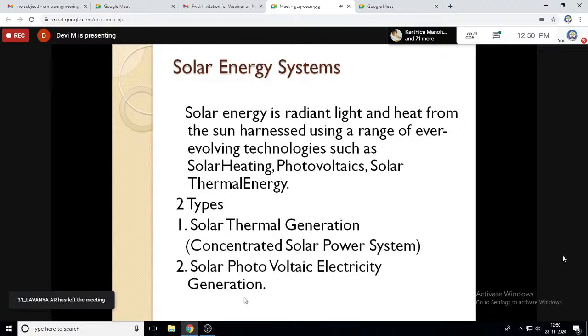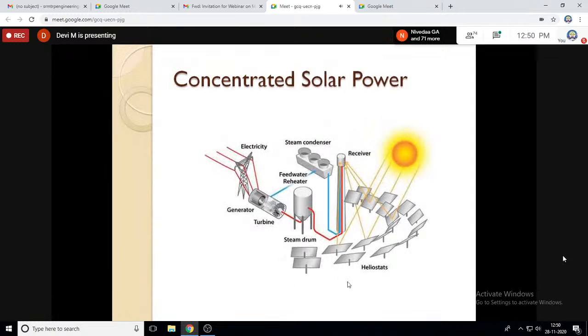Thermal energy means the heat of your sun, and photovoltaic means the light of your sun. Your sun provides two energies, heat and light. If you use that heat, it is called thermal generation. If you use that light, it is called photovoltaic generation. So this is the structure of solar concentrated power.